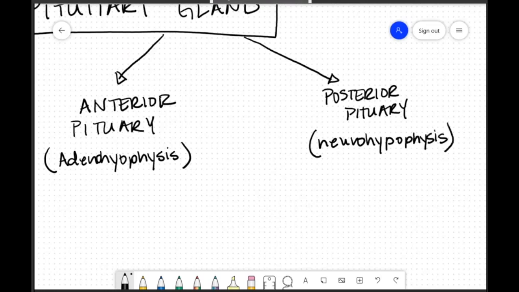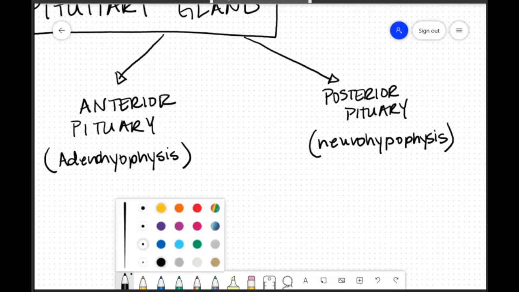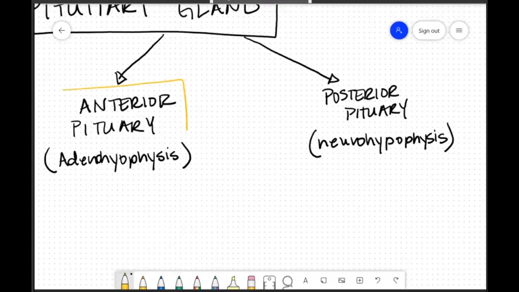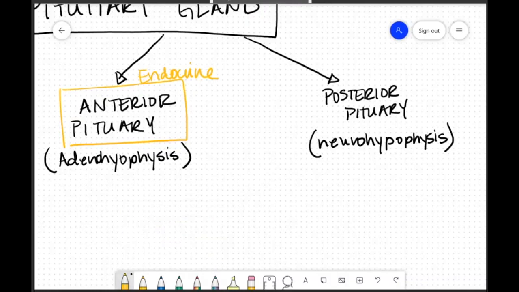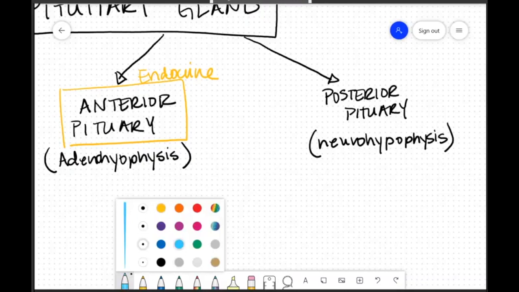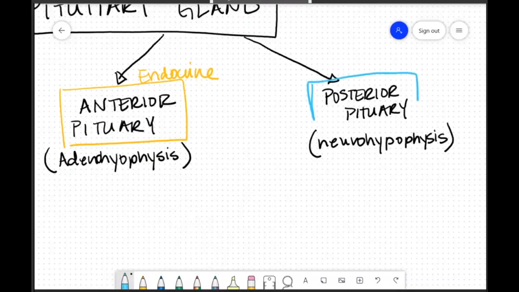So your anterior will be adeno, your posterior will be your neurohypophysis. So this right here is an endocrine gland. He will both produce and release a hormone. Whereas your posterior pituitary is actually going to be considered not endocrine.